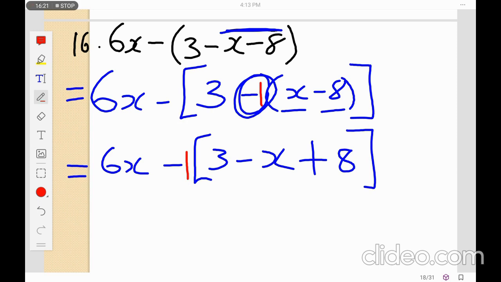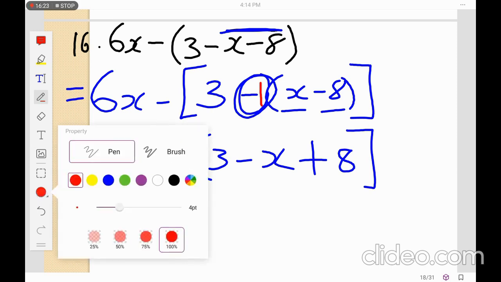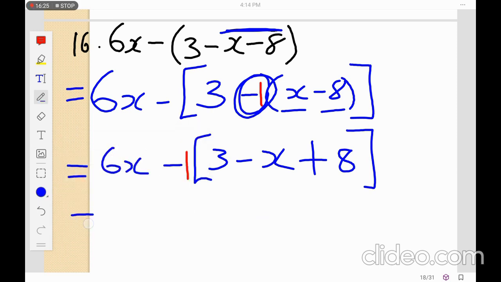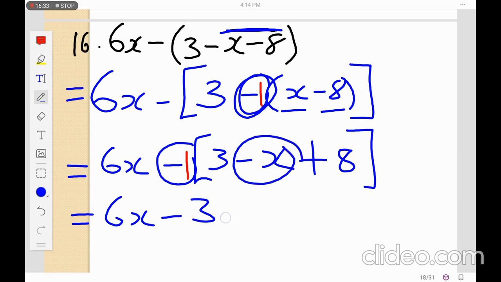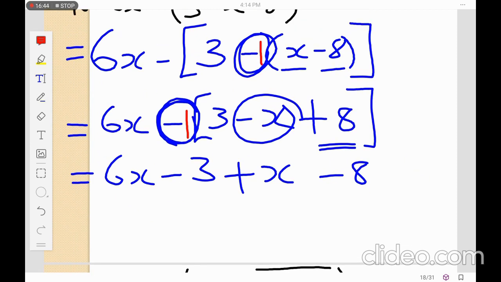This is as good, we have got a 1 there. Let's do that. We will have 6x, 1 times minus 1 times 3, we get minus 3. 1 times minus x there, we get plus x, minus 1 times plus x plus 8 there, we get minus 8. Okay, so we have something like that. Now let's group terms.